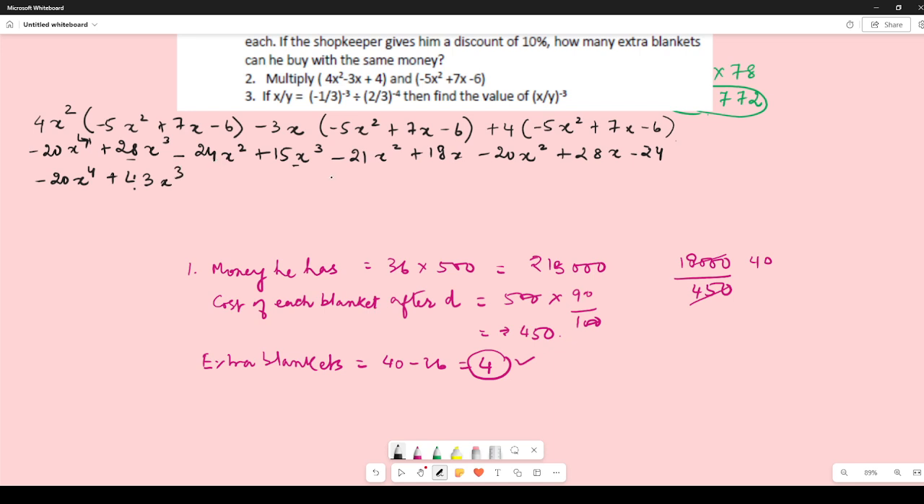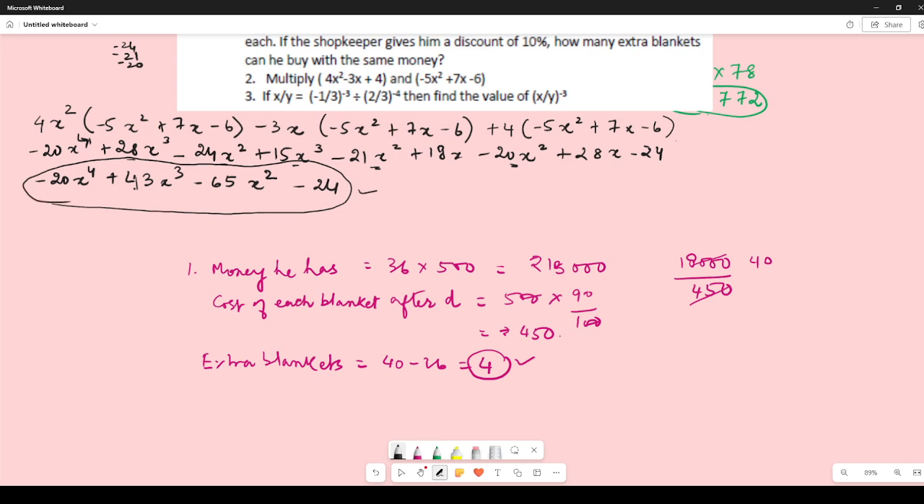Now let us look at the squares. Minus 24, minus 21 and minus 20x square. So see, this x square, this x square, this x square, that adds up to minus 65x square. Now we are left with only the numbers, and there is just one number over here, minus 24. So this should be your answer. This will get you full marks.